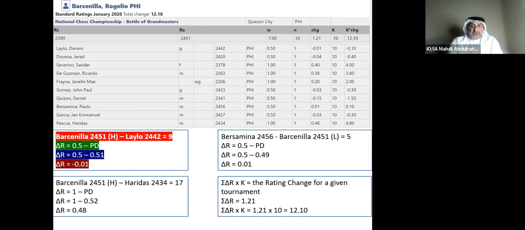Now we have to look at the K factor. We have a K factor for each player, so we multiply the K factor by the figure, which here is 0.01. Let's check what the K factor is.